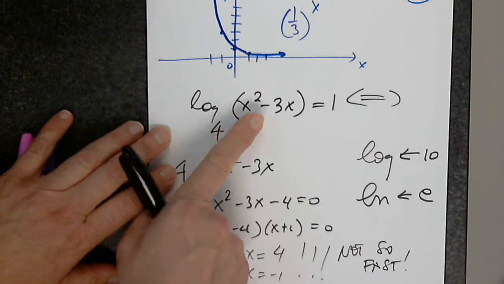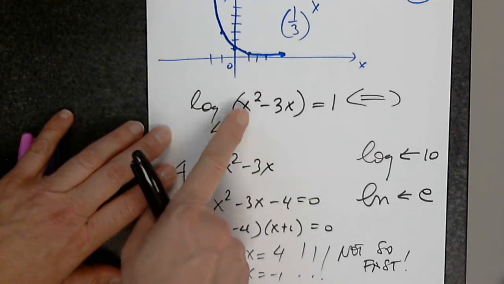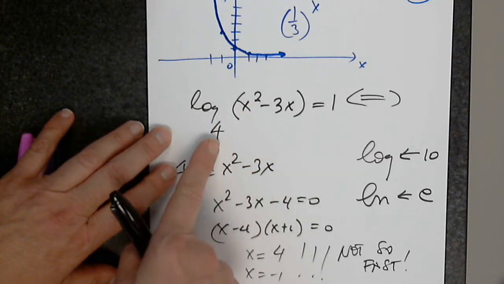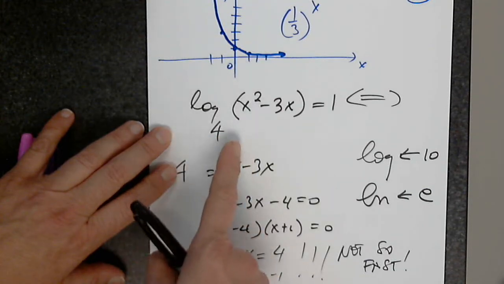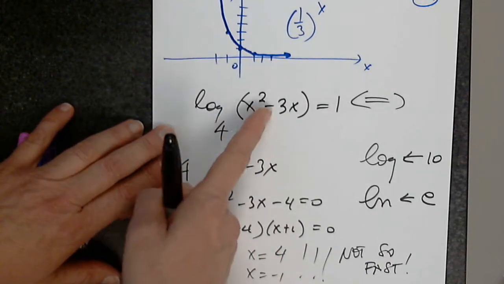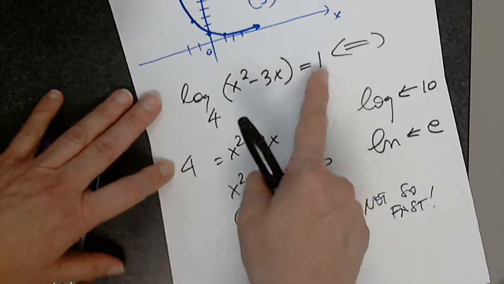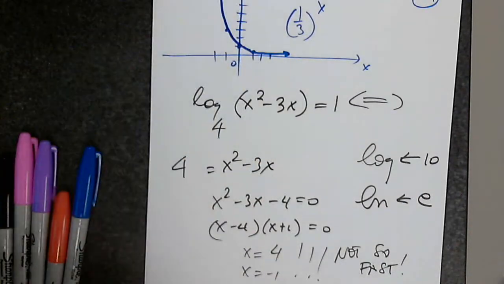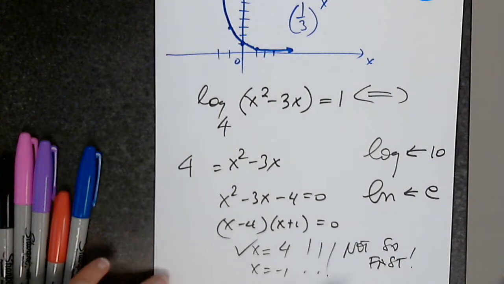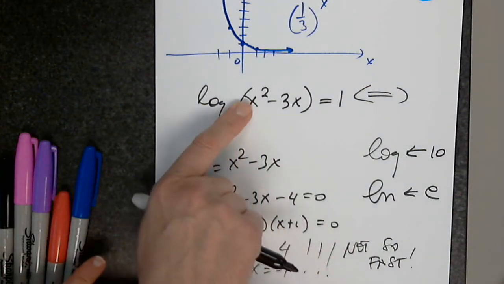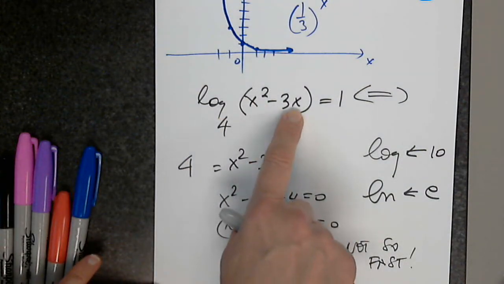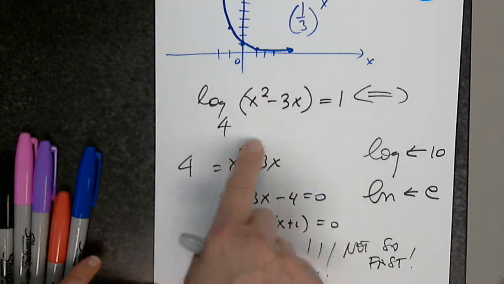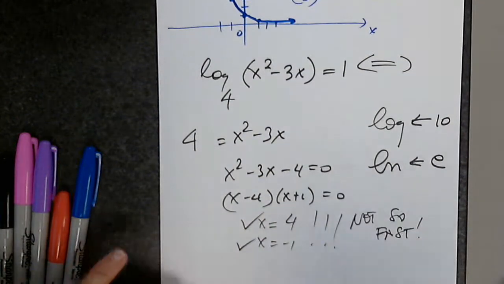4, 16, 16 minus 12. Yes, this is a positive number. So 16 minus 12, it's 4. 4 raised to the first power is 4. That's correct. So 4 is acceptable. Now let's check negative 1. So 1 plus 3 is 4. So this is 4. 4 raised to 1 is 4. Acceptable as well.